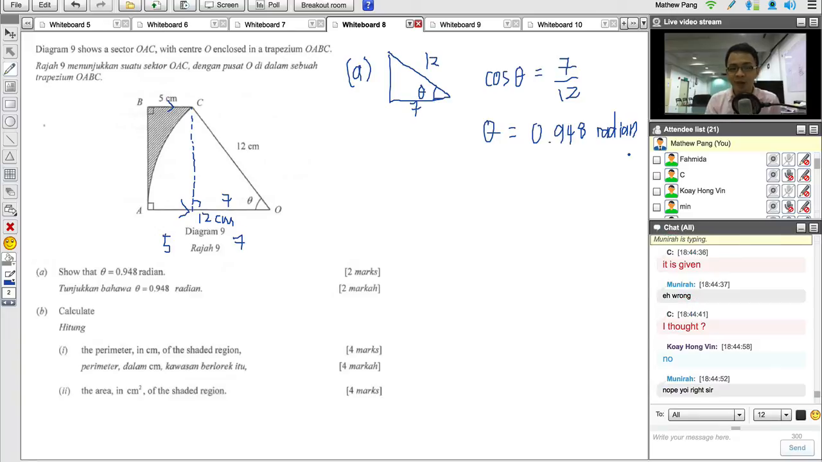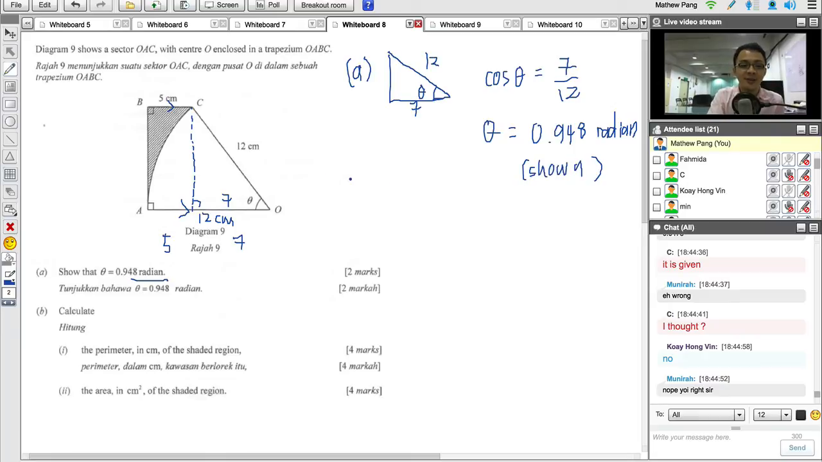Yeah, we have to write 948. We cannot write 9479, because the question here asks you to show. So after you got this one, just write "shown". Alright, simple, 2 marks.